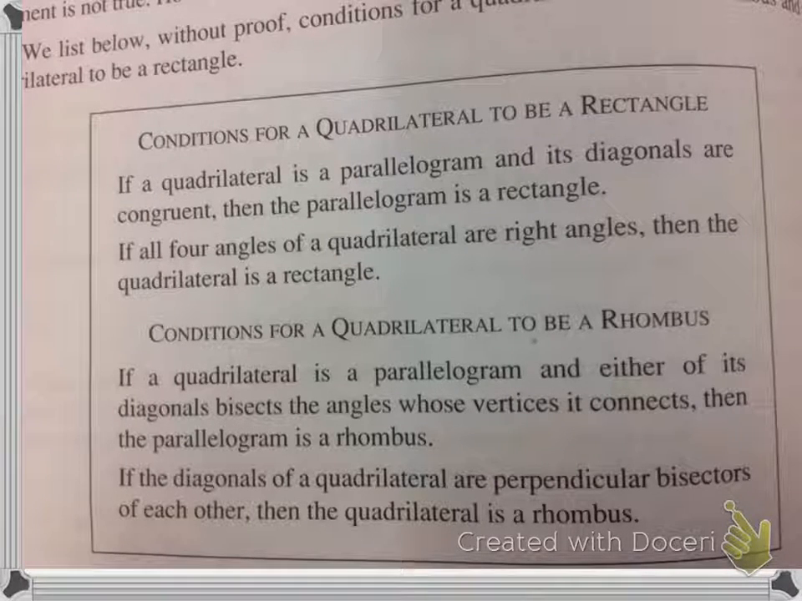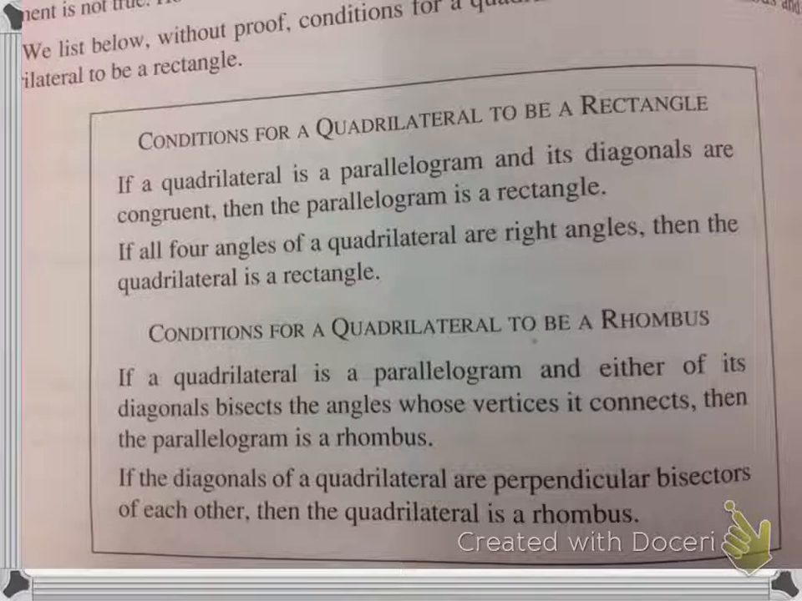Conditions for a quadrilateral to be a rectangle and a rhombus. If a quadrilateral is a parallelogram and its diagonals are congruent, then this parallelogram is a rectangle. If all 4 angles of a quadrilateral are right angles, then it's a rectangle. You guys know that, okay? But these are allowing us that if we see a diagram and we see that it's got 4 right angles, then we can say this quadrilateral is a rectangle by definition of a rectangle, right? Those types of things.